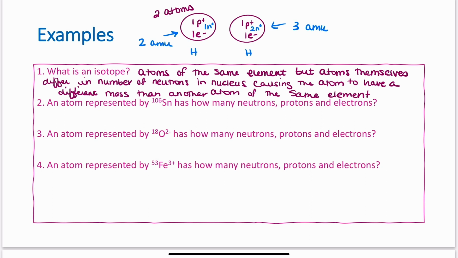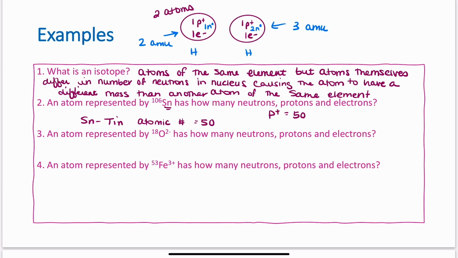Question two: an atom represented by 106 Sn, tin, has how many neutrons, protons, and electrons? Well, we've got Sn, which we know is tin. Why do I care? Because I need to know how many protons this thing has, and I'm going to look at the periodic table and find it. I look up tin, and tin has an atomic number equal to 50. That means the number of protons is 50.